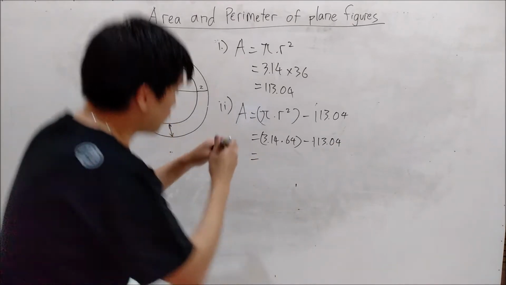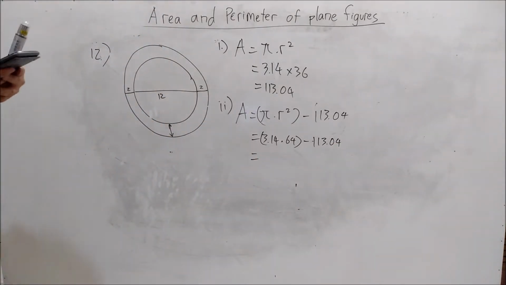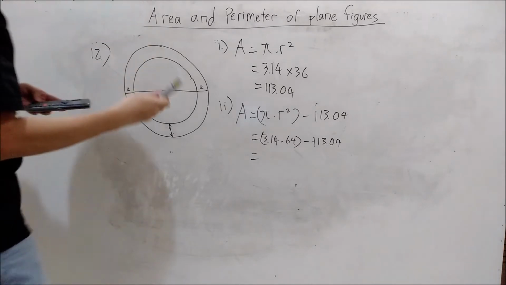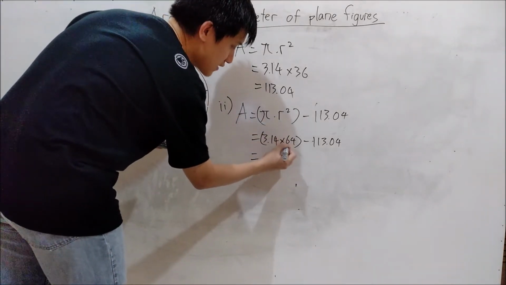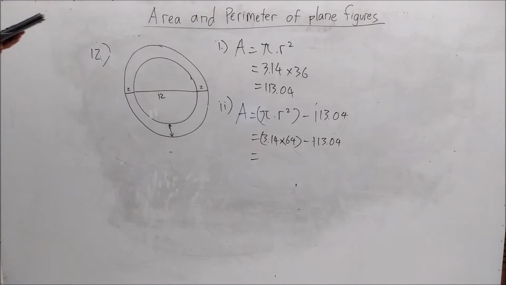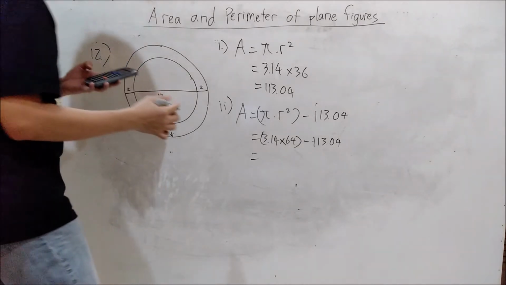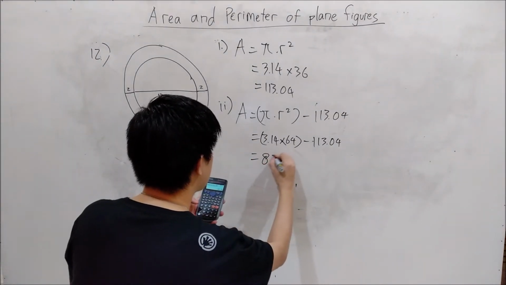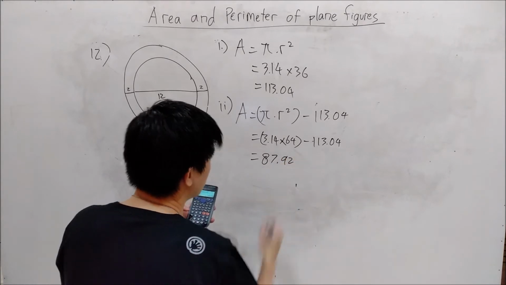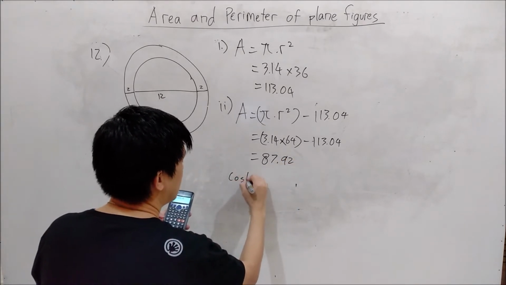113.04. If we use our calculator, 3.14 times 64 will be 200.96, and then you minus 113.04, you will have 87.92.